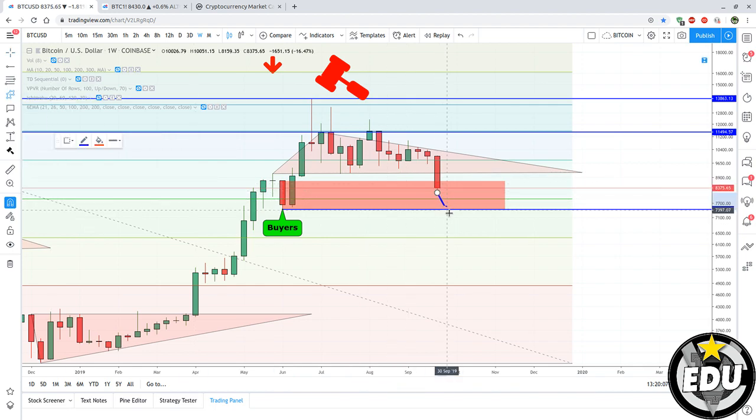So in case price breaks 7.4 and maybe retests this level, now we will be in seller's territory, and the next target will probably be around, I would say, 6K. Okay, if buyers are not able to defend this.